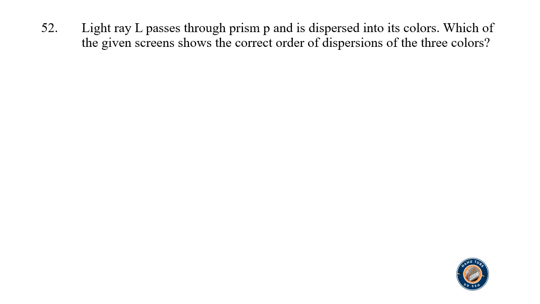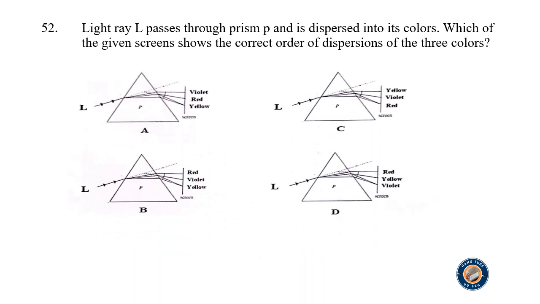Question number 52. Light ray L passes through prism P and is dispersed into its colors. Which of the given screens shows the correct order of dispersion of the three colors? Under A, we have violet, red and yellow. Under B, we have red, violet and yellow. Under C, yellow, violet and red. And under D, red, yellow and violet.